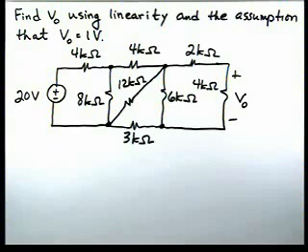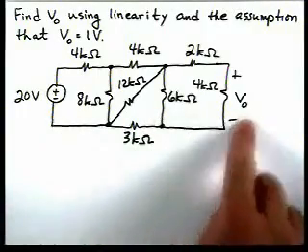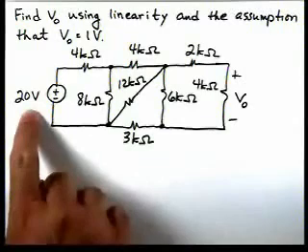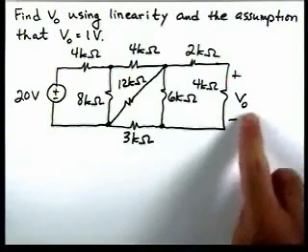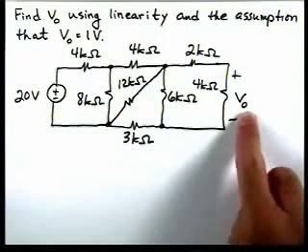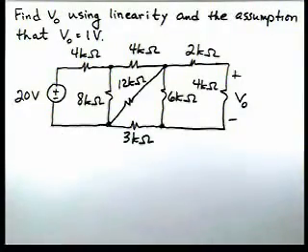In this problem, we're to find V0 using linearity and the assumption that V0 equals 1 volt. So if you remember, when our circuits are linear, this voltage V0 is a constant times the value of this voltage. So the approach here is to start off and assume a value of V0 and work back to our input voltage, and then we can use what we find there to scale the result.